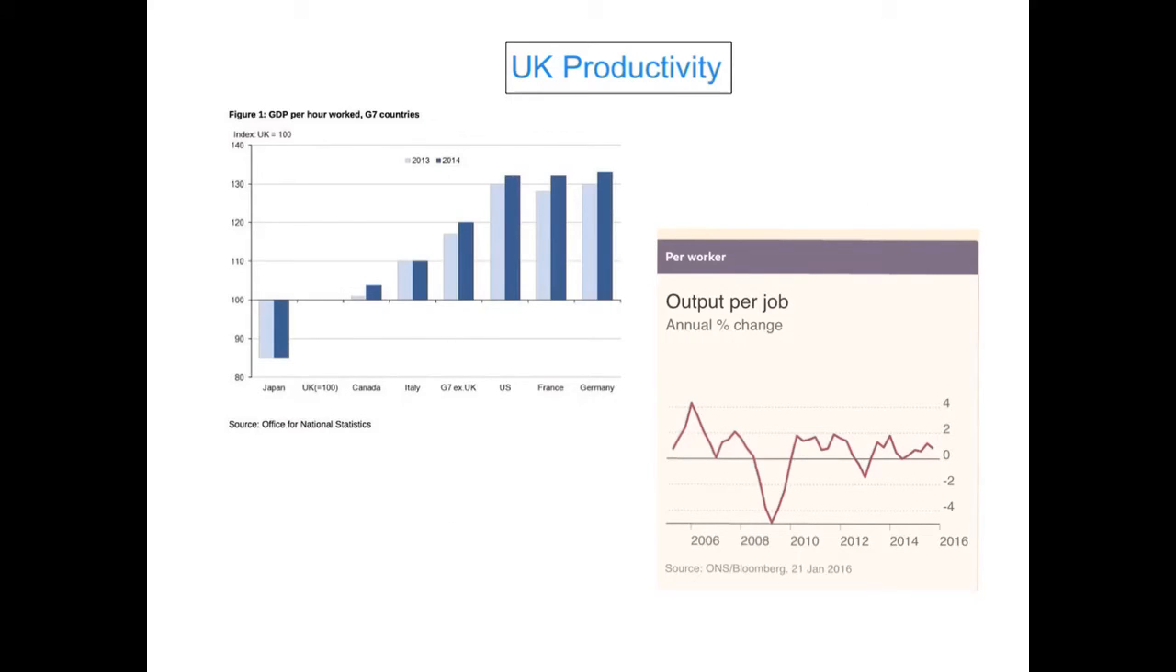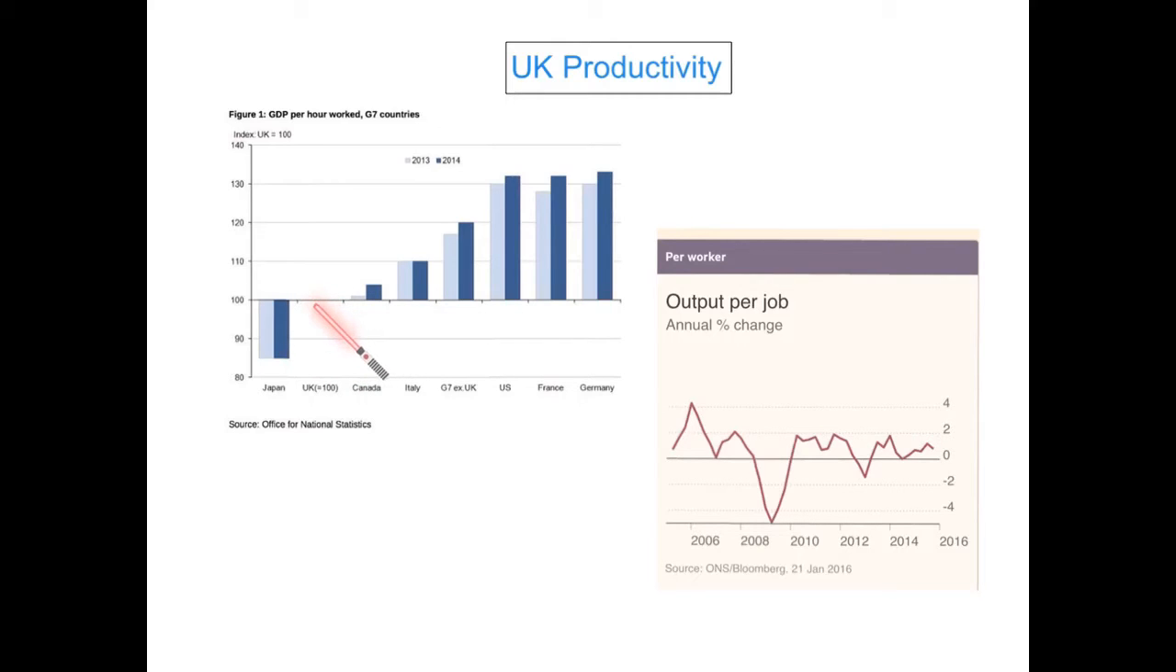Another key area for the UK economy at the moment is our level of productivity. Remember, productivity is the output per worker. If we look at this graph on the right hand side, you can see we're looking at the G7 countries, so some of the most powerful economies in the world. UK is here. This is an index.